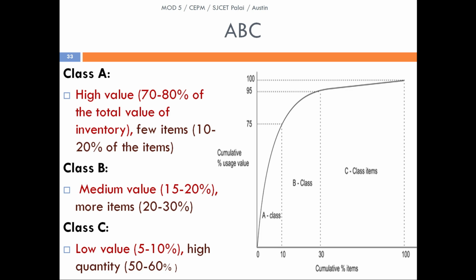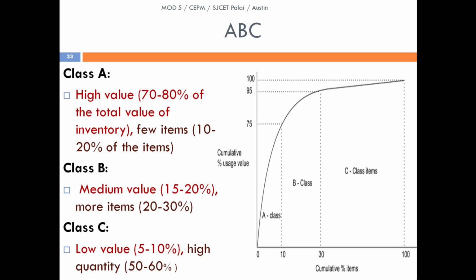If we see class B, you could see that it is ranked between 75 and 95 on the y-axis, which means 20% of the usage value or price value, which accommodates between 10 and 30, which means 20% of the items. So in class B, or the medium value, 20% of the material accounts for about 20% of the value.